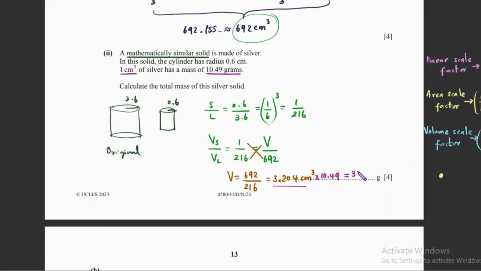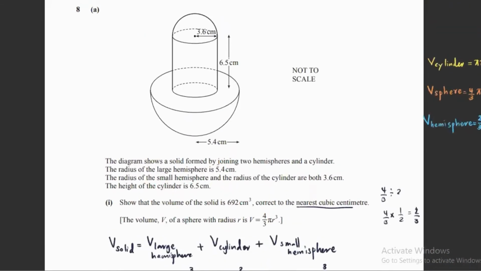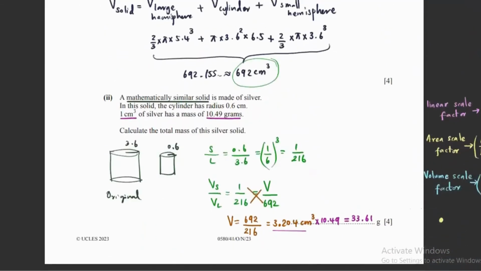So 33.61 grams is the mass of the silver solid. That is the shape that is similar to this shape that is given at the top. Let's move on to the next question that we have.